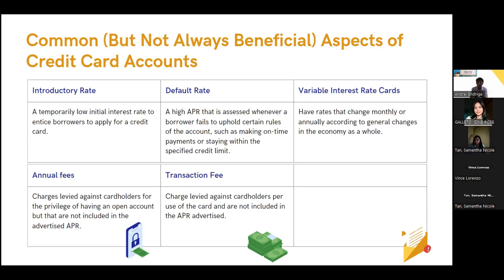Next, variable interest rate cards have rates that change monthly or annually according to general changes in the economy as a whole. Next, annual fees, charges levied against cardholders for the privilege of having an open account, but that are not included in the advertised APR. And the last is transaction fee, charged against cardholders for use of the card and not included in the advertised APR.